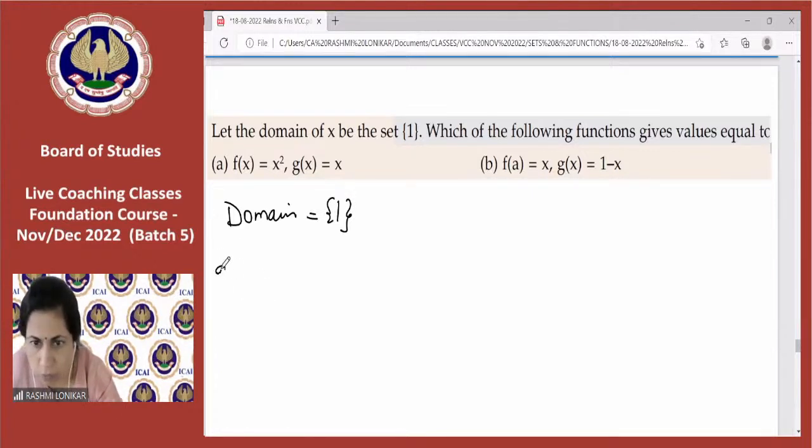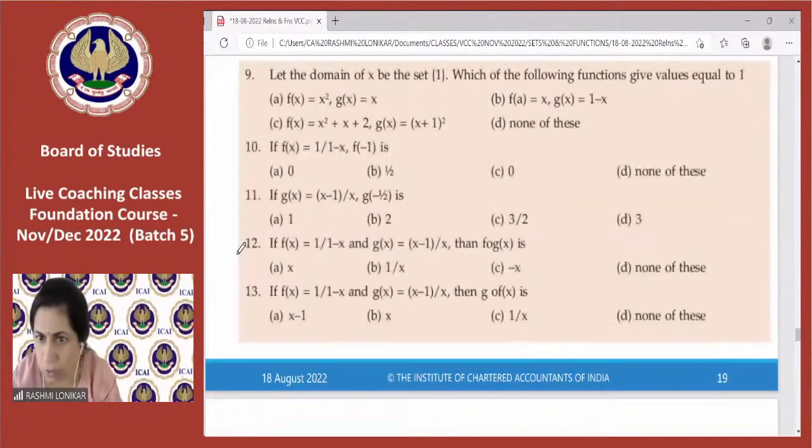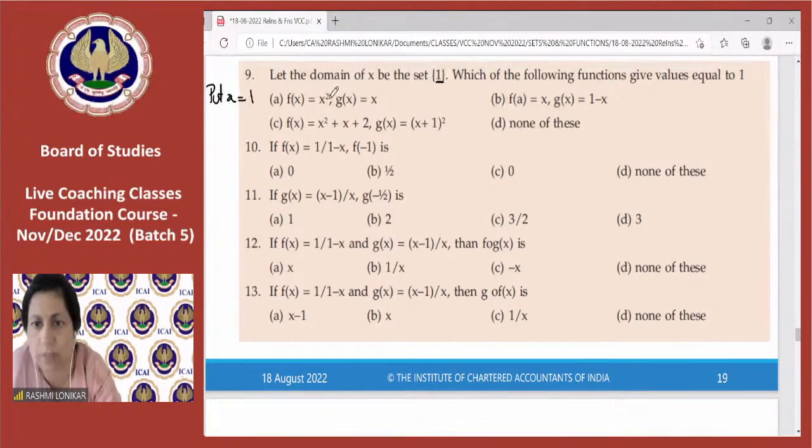Now for the first option, I have taken only 2 options here. Let me do this sum here. So third option is here and fourth option is here. So domain is 1. Now for the first option, what does it mean that value of x is 1? This means that value of x is 1. So in this question, put x is equal to 1 in all the 4 options.